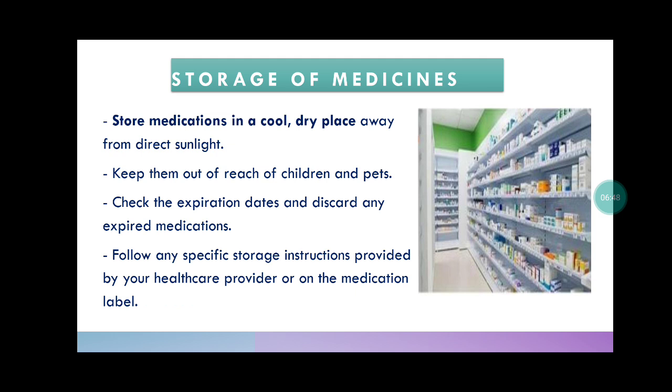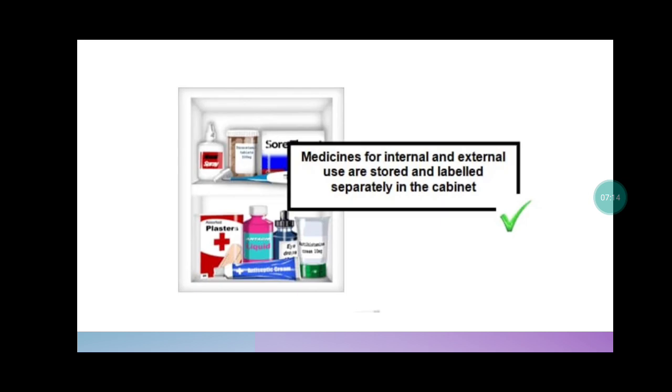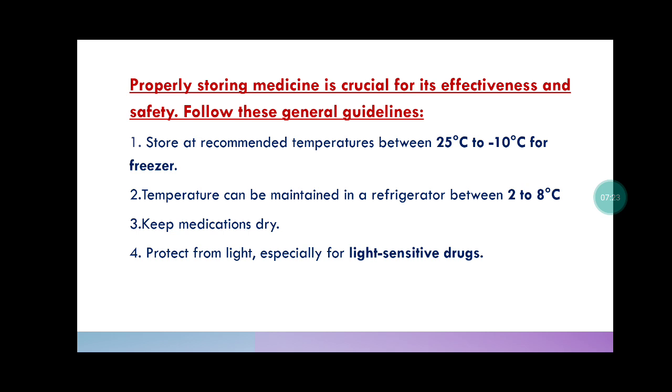Now, storage of medicine. Store medication in a cool, dry place away from direct sunlight. Keep them out of reach of children and pets. Check the expiration date and discard any expired medication. Follow any specific storage instructions provided by your healthcare provider or on the medication label. Medicines for internal and external use are stored and labeled separately in the cabinet. Properly storing medicine is crucial for its effectiveness and safety.